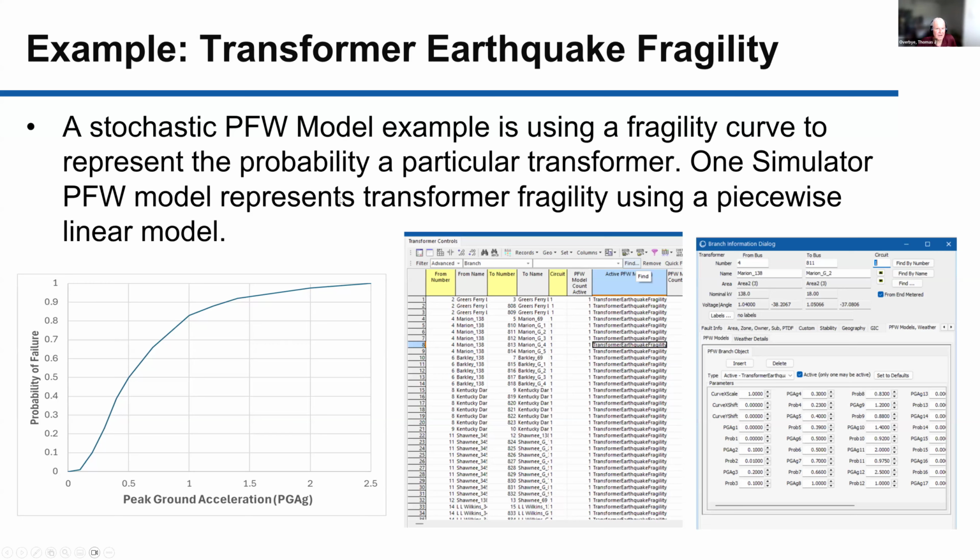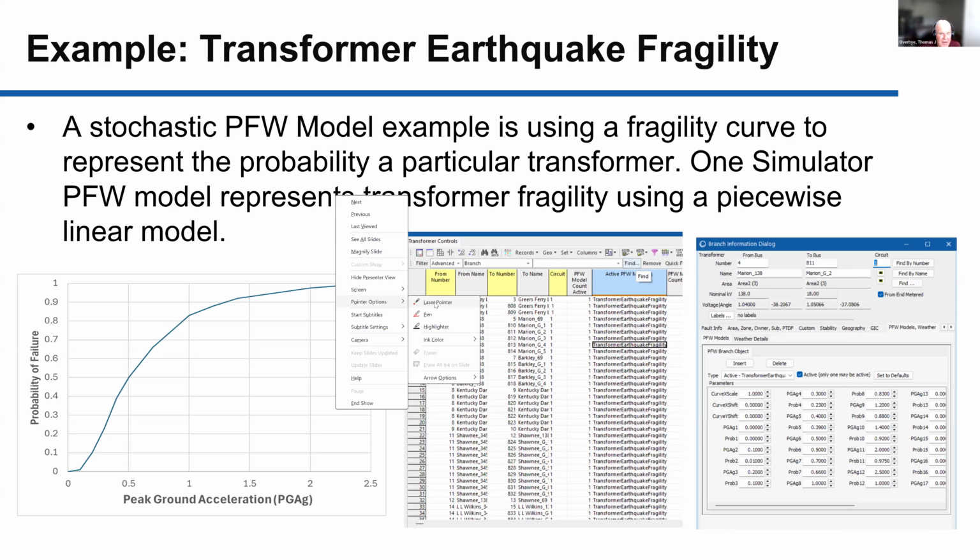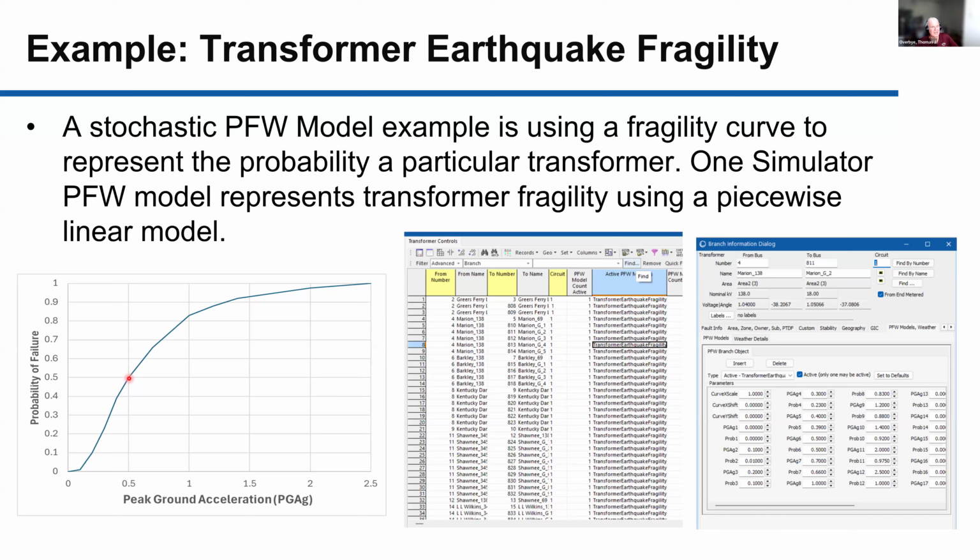So if you look at the intersection here, it says it has a probability of failure of 0.5. So that means that if that transformer were to experience an earthquake with this maximum ground acceleration, its likelihood of failure is 50%. So we've got it so that you can set up in a power flow model a PGA, a PFW model, and you can have lots of different models here. And then for that model, you would have to enter in its parameters.